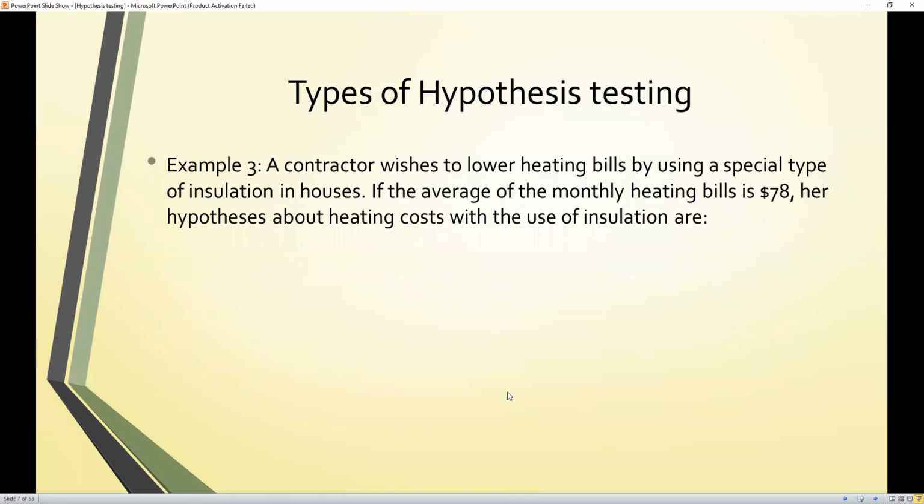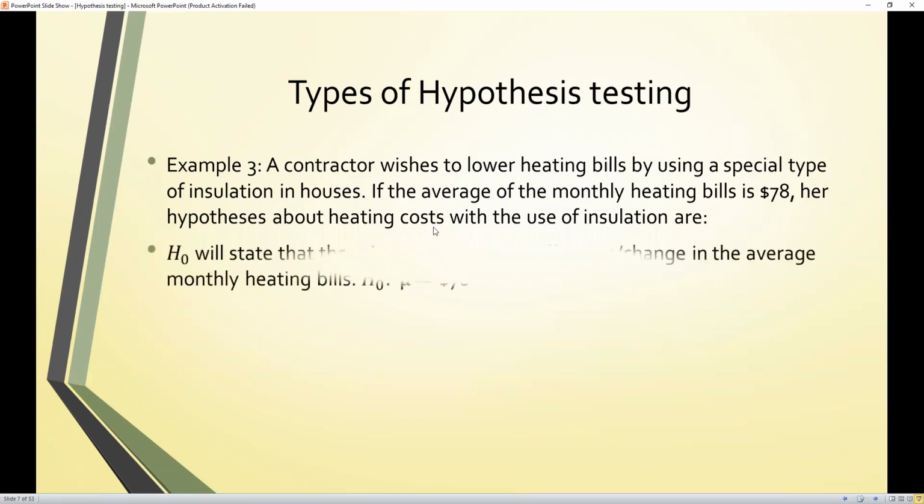Okay, example 3. A contractor wishes to lower heating bills by using a special type of insulation in houses. If the average of the monthly heating bills is $78, her hypotheses about heating costs with the use of insulation are as follows. H0 will state that there is, again, no significant difference or no significant change in the average monthly heating bills. Thus, mu, or the population mean, is still equal to $78.